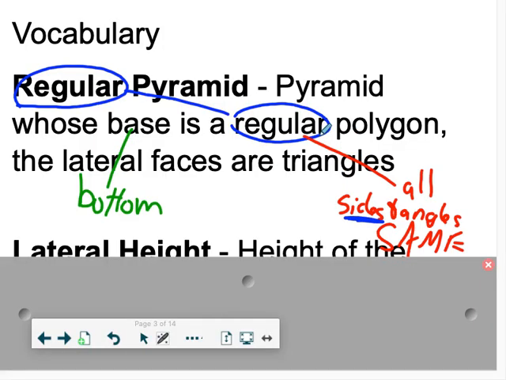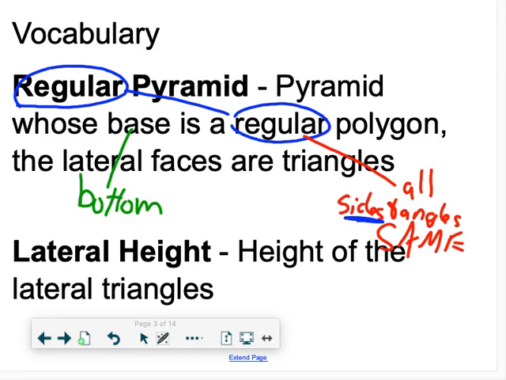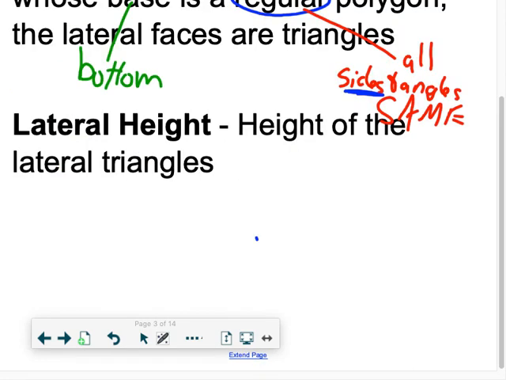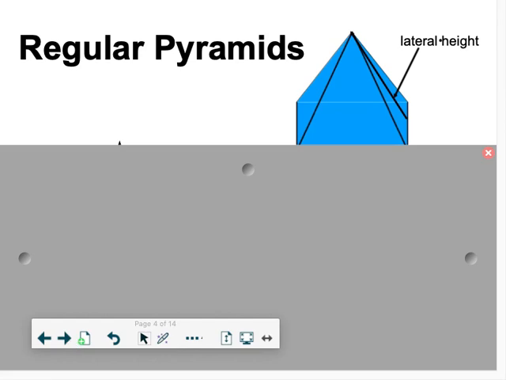And then in word problems, and you'll see it in the picture too, we got this what's called lateral height. So again, lateral height is the height of the lateral triangle, or make the note to yourself, the triangles on the side. We need that because we need to be able to find the area of that triangle for surface area. So once again, we're going to have to use nets. To use nets, you can see we have regular pyramids.